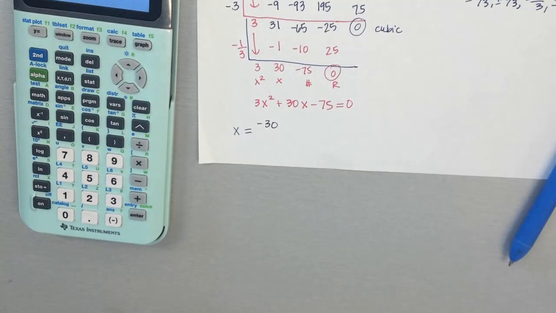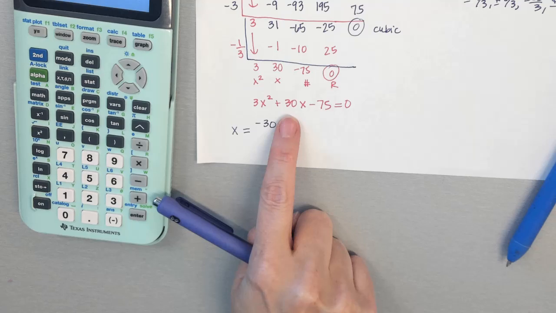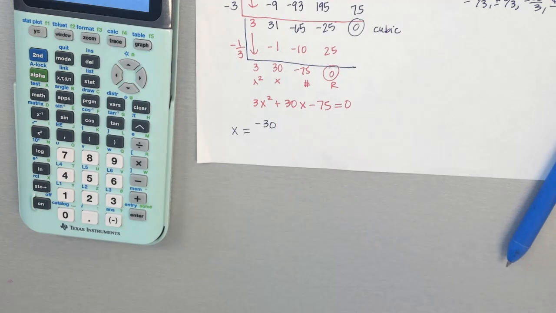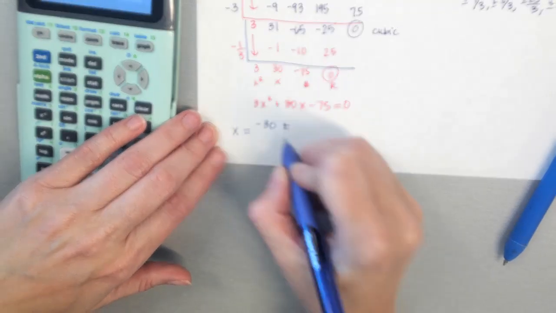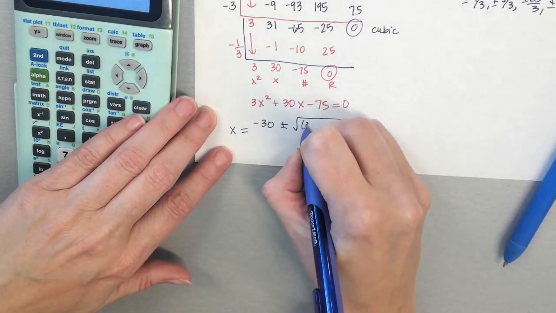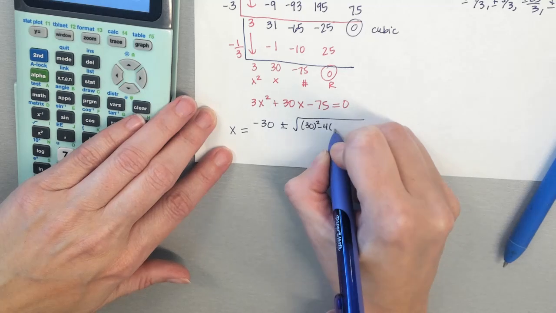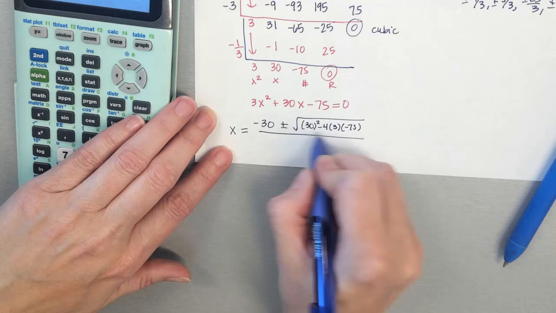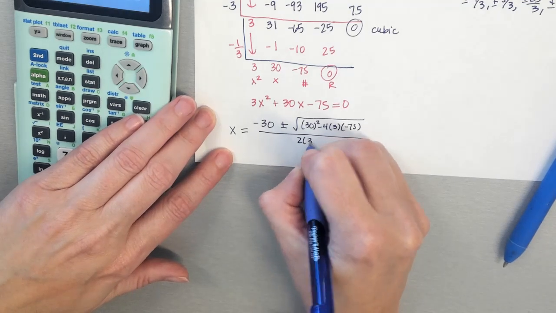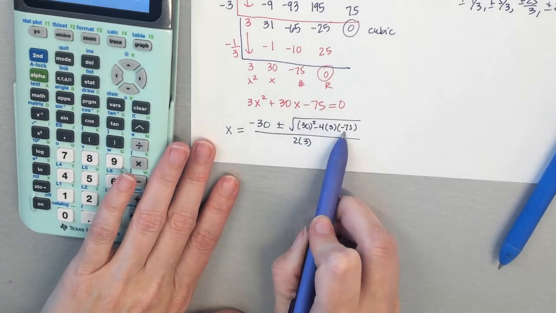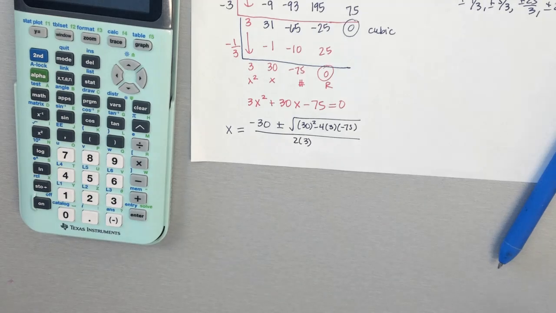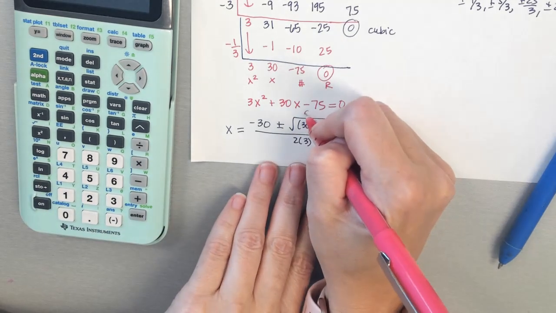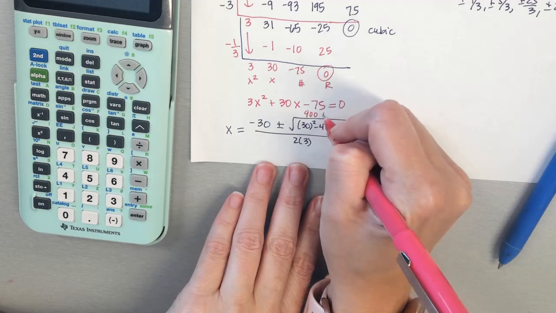Oh, do you guys want to know another hint too? Did you guys do the quadratic formula with these numbers? Okay, I'm going to show you two ways. So opposite of b plus or minus the square root of b squared minus 4ac, and be careful with that. Because what's going to happen when you do negative 4 times 3 times negative 75? It's going to add. So 30 squared is 900.